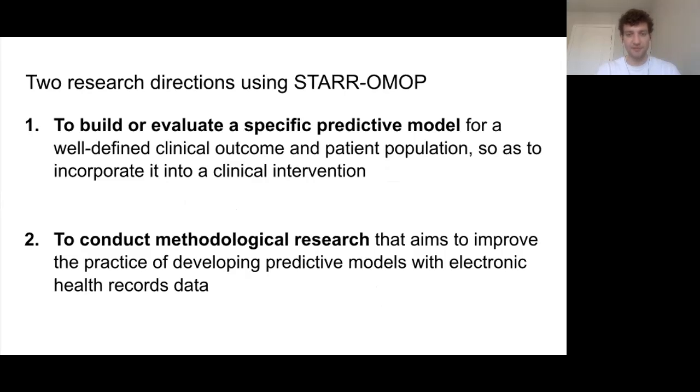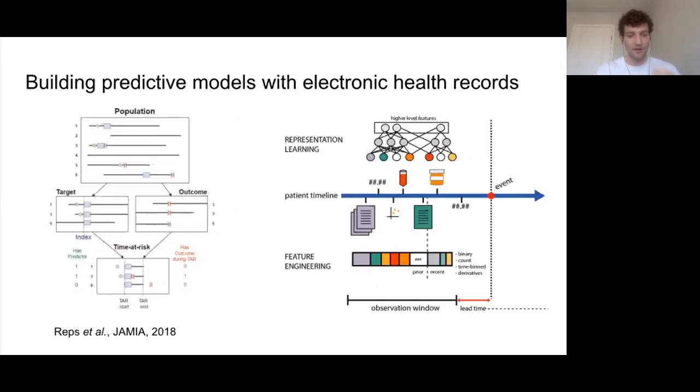And the second is to conduct methodological research that aims to improve the practice of developing predictive models with electronic health record data.